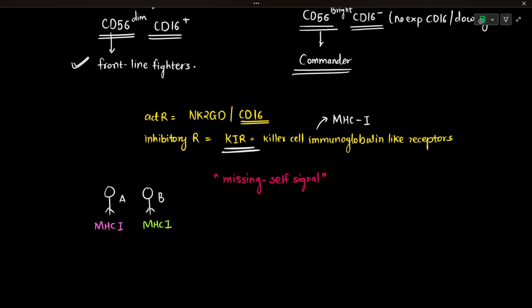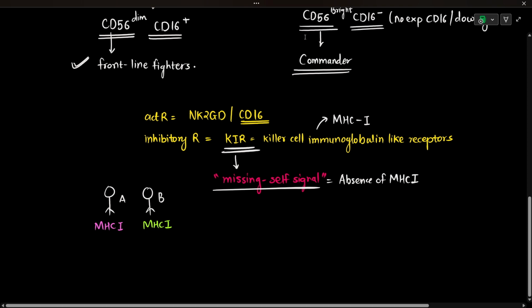Whenever the target cell does not have this MHC class 1 molecule, the particular receptor is not binding to it, meaning it is missing MHC class 1. This particular signal is known as the missing self signal. The absence of MHC1 molecule is going to give the missing self signal to the natural killer cell, which is also referred to as missing self recognition. Because there is non-self recognition and there is missing self recognition.